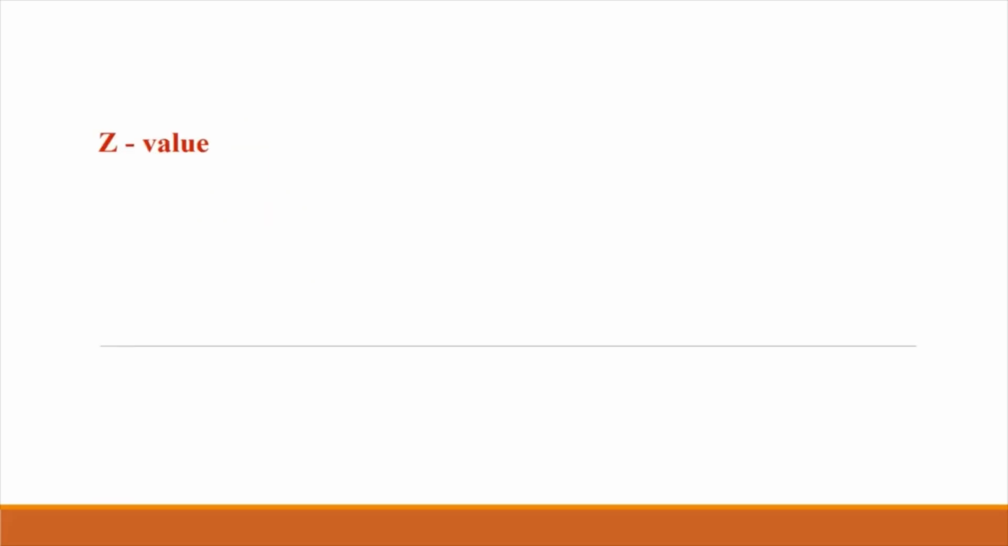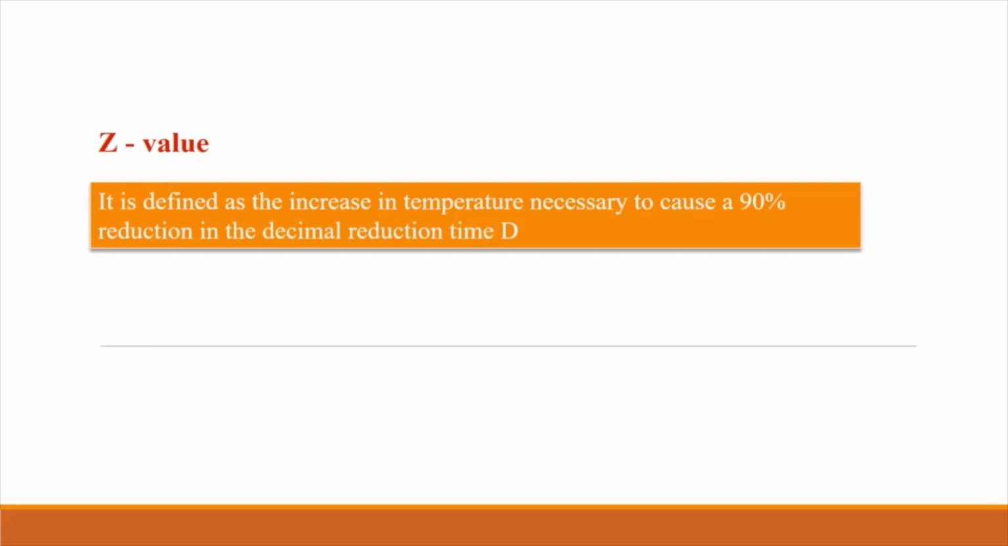Z value. What is Z value? It is defined as the increase in temperature necessary to cause a 90% reduction in the decimal reduction time. So let us understand the concept of Z value clearly by solving a numerical. Let us see the question.